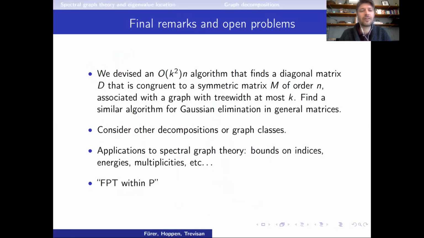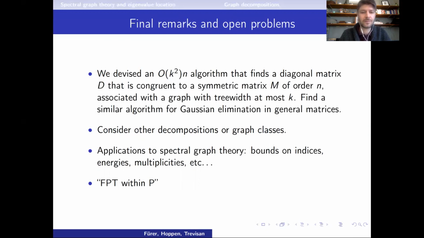So to finish, I wanted to mention that we devised an order k²n algorithm that finds a diagonal matrix D that is congruent to a symmetric matrix M of order n, associated with a graph with treewidth at most k. And the natural question is to find a similar algorithm for Gaussian elimination in general matrices. And it would be nice to consider other decompositions or graph classes. As I mentioned, there is a result using cliquewidth, but it's much less general than this, the type of matrix that we can consider.